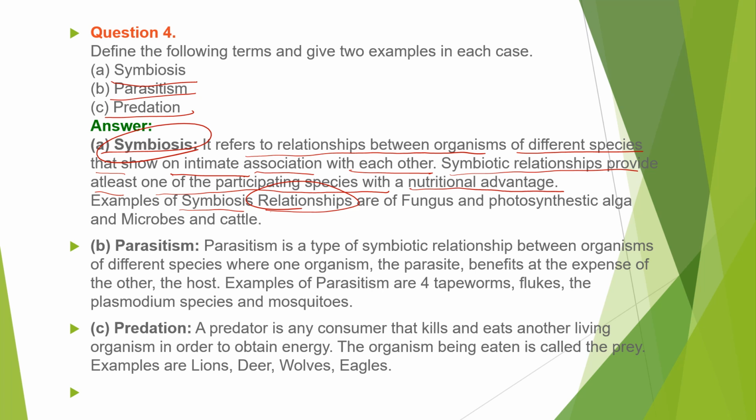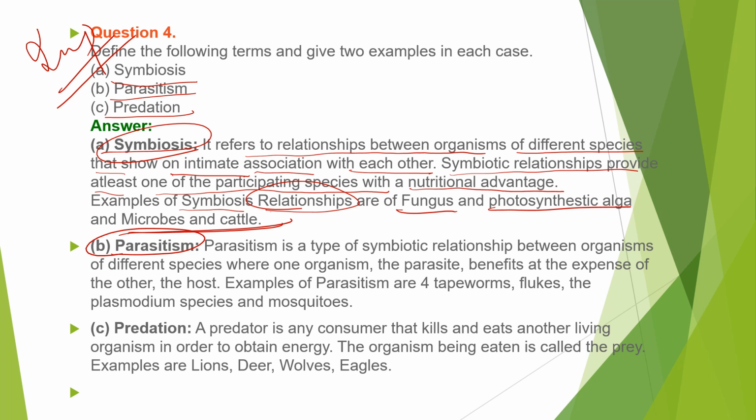So it is helping you to give you some nutrition. So relationships like fungus and photosynthetic algae, microbes and cattle. They both are in a symbiotic relationship. They are gaining their nutritional advantage from each other. So both are getting nutritional advancement from each other. So that is symbiosis. So what is parasitism? These are very important and these will be coming in your exam as far as my suggestions. So it is very important, just go through them.